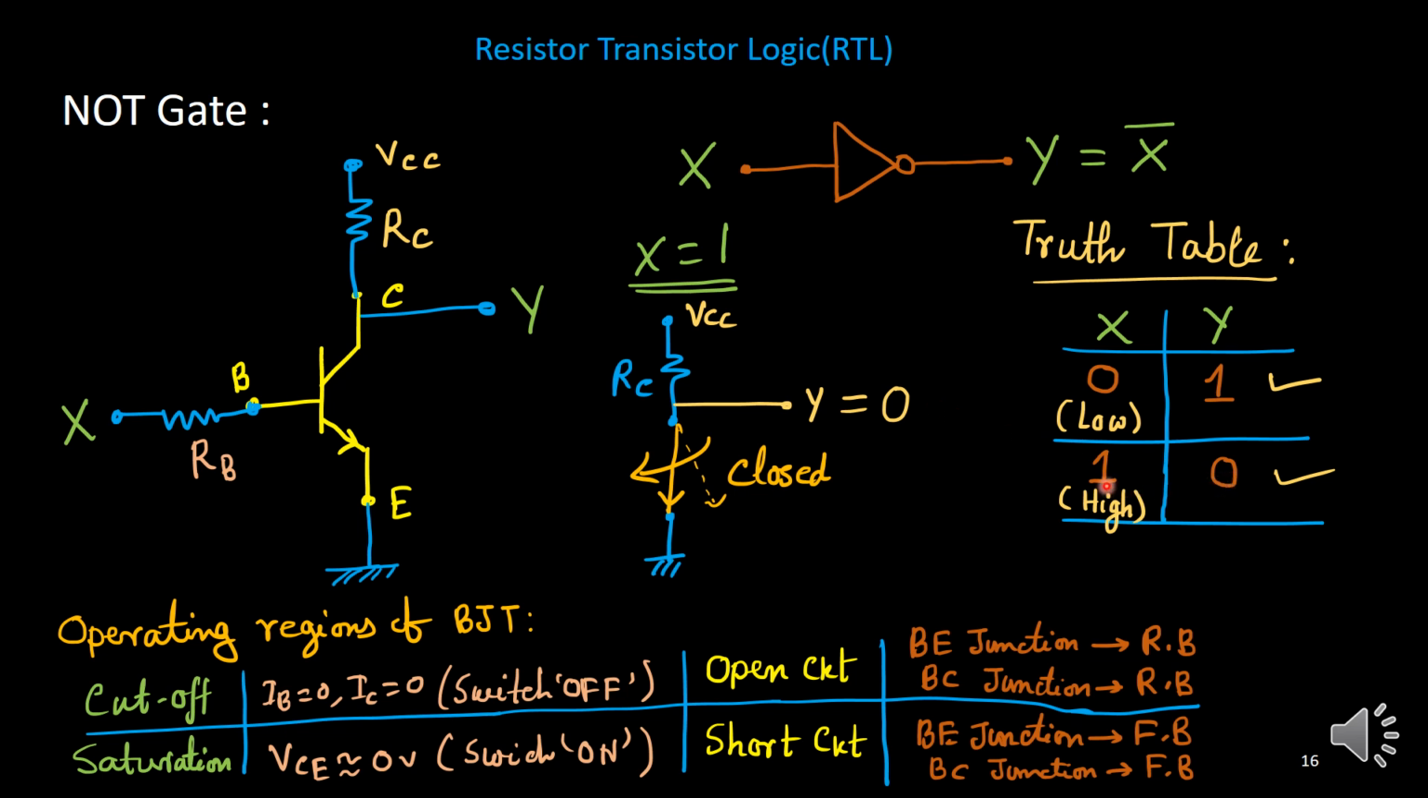Thus it is input 1 and output 0. You can see this is inverted. Input is 0, output is 1. When input is 1, output is 0. This is a very simple circuit, and you should remember it.